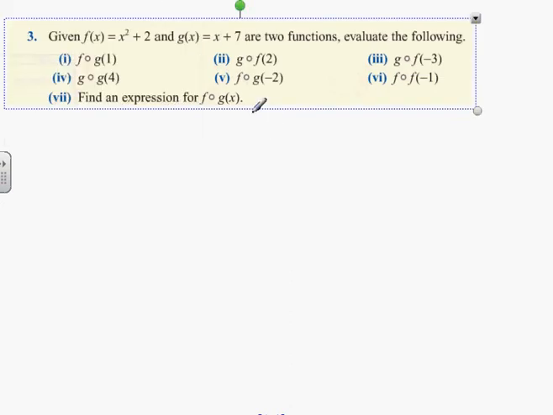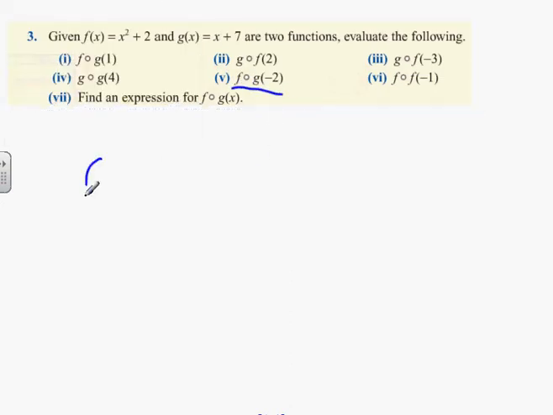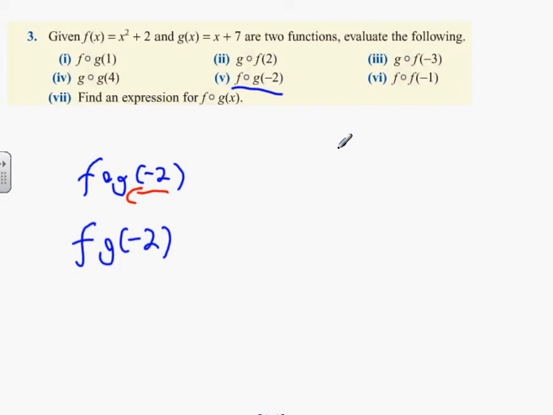Another example would be f g of minus 2. F after g of minus 2 also can be written as fg minus 2. What does that mean? You look at the number and you work left. So what do we do first? G first. G is the rule, whatever it is, add on 7. So we said it's minus 2 here, which is minus 2 plus 7, which is 5.